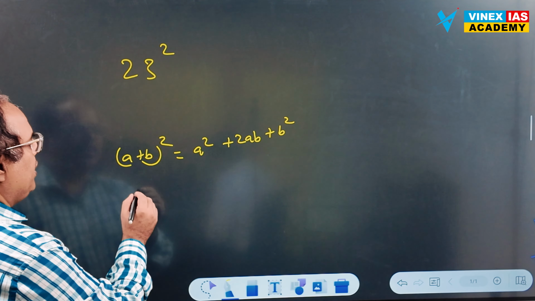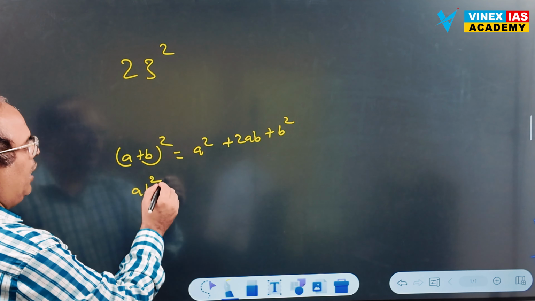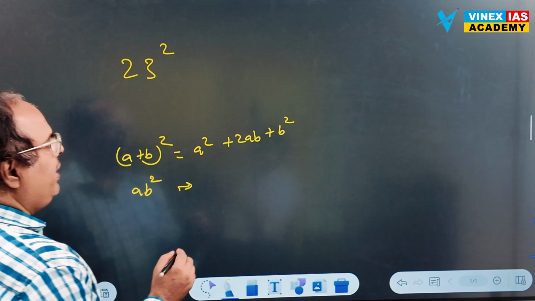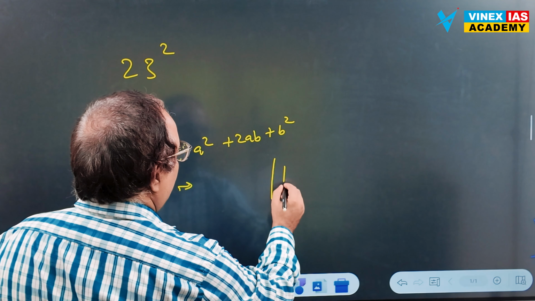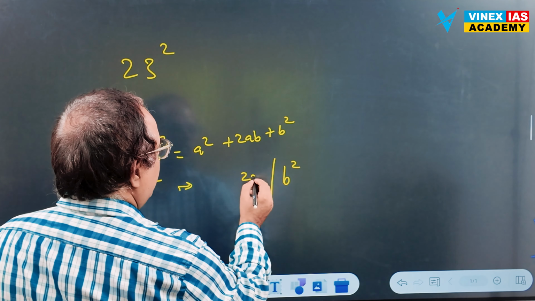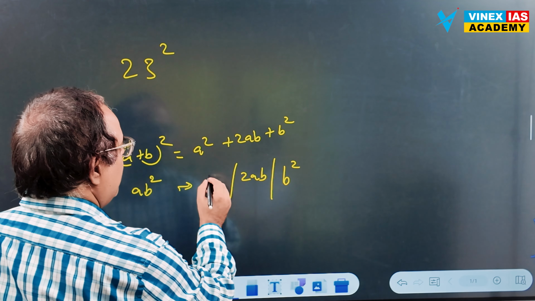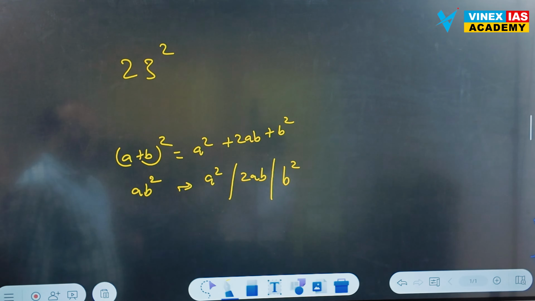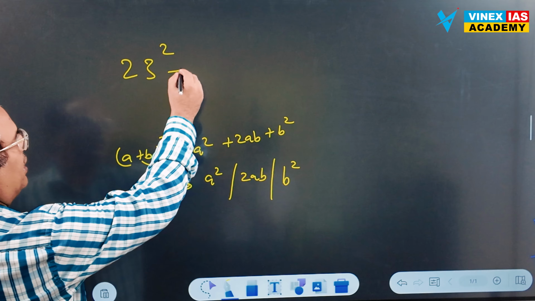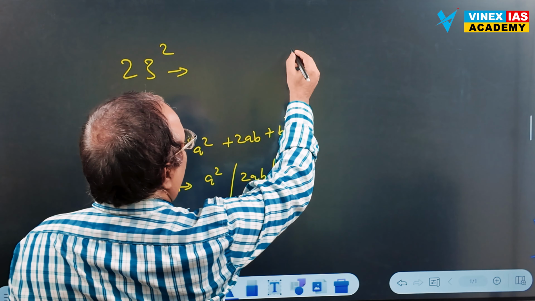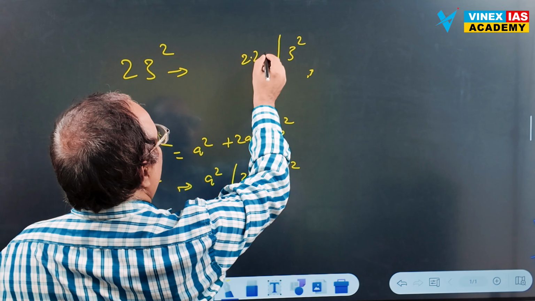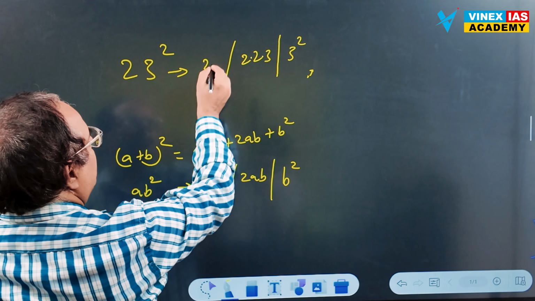Suppose you have digits AB and you want to find the square. We will divide this into three parts: one is b square, another is 2ab, and next is a square. Same if 23 square is there. First, what do we take? 3 square, 2 into 2 into 3, and 2 square.